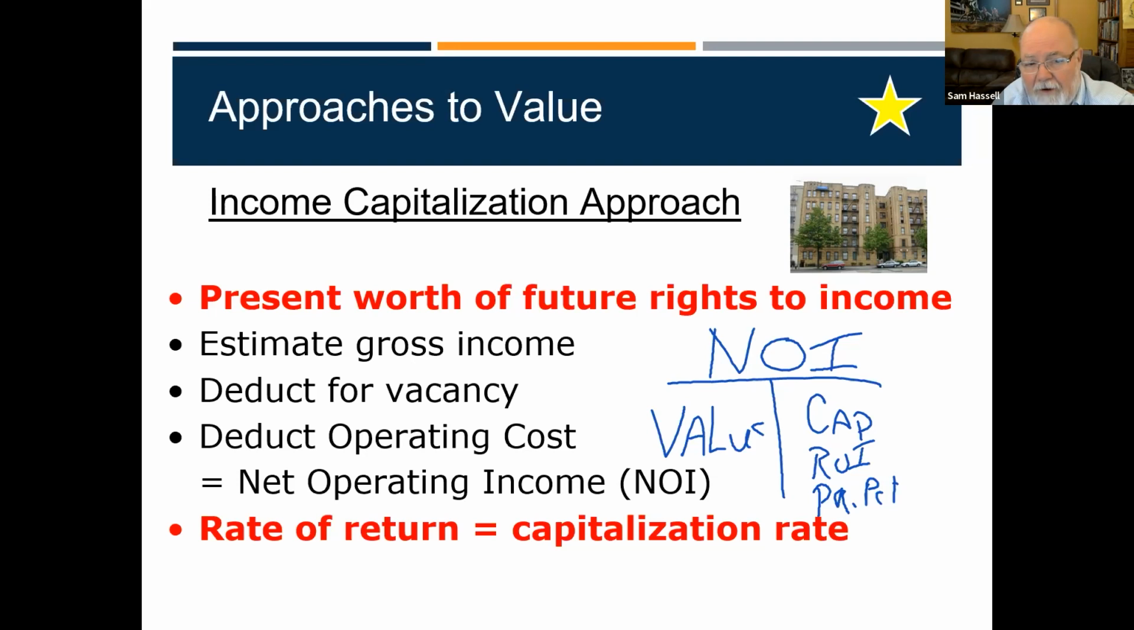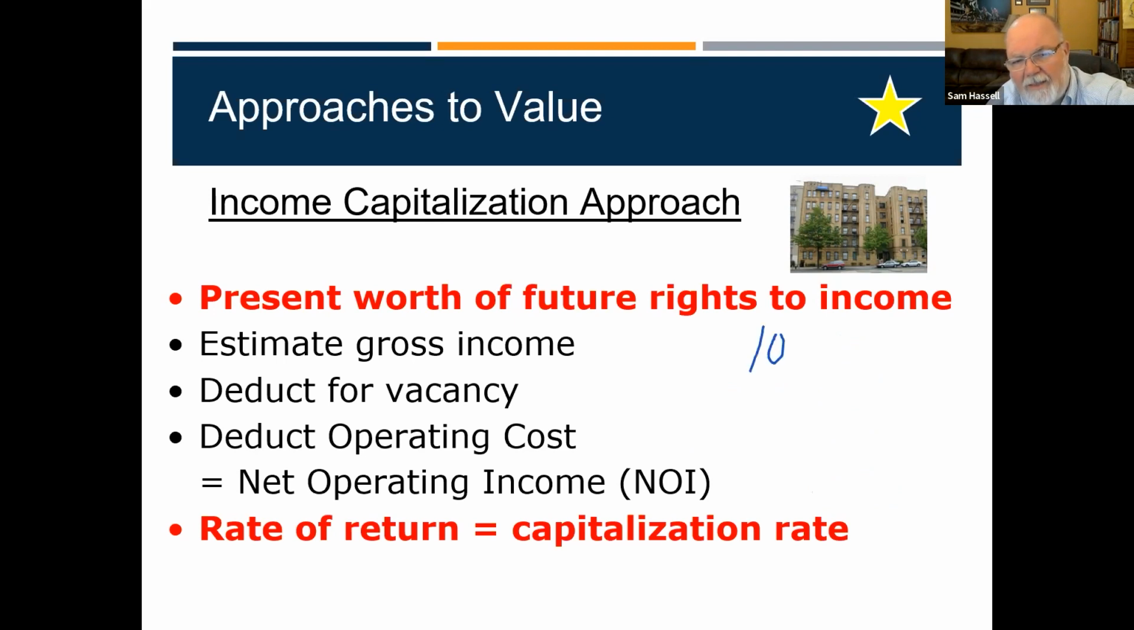So if we have our value and we multiply it by our percentage of return, now we know how much we're going to need for our net operating income. And if I have my net operating income and I divide it by my capitalization rate, I know what the value of my property is. Okay? So let's look at this.